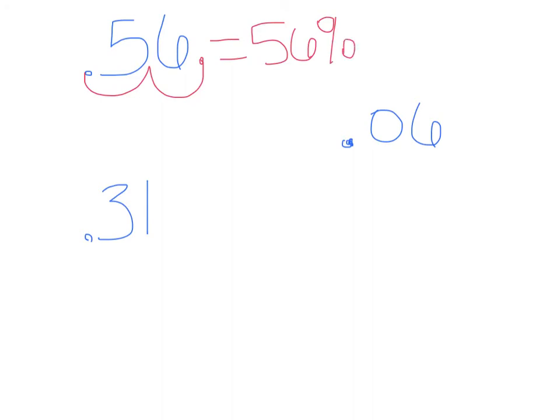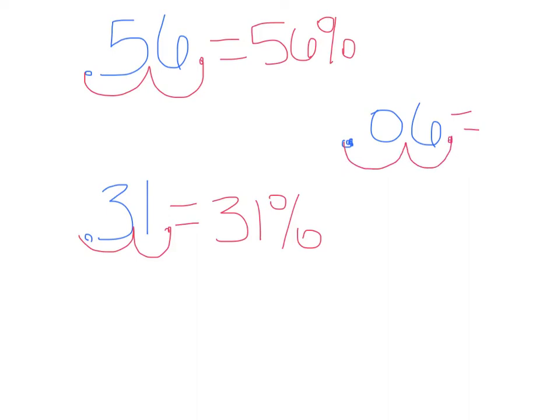31, I would again move the decimal to the right twice. I always move it twice. So my answer would be 31%. If I have 6/100 or 0.06, to turn this into a percent, I once again move the decimal to the right 2 times. My answer would be 6%. Whenever you turn decimals into percents, you always move the decimal to the right twice.